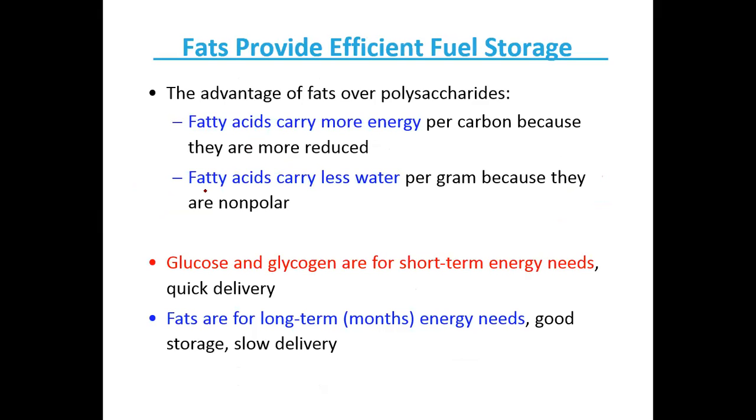Fats can provide efficient fuel storage. The advantage of the fats over the polysaccharides is that fats can carry more energy per carbon because they are more reduced compounds as compared to the carbohydrates. Fatty acids carry less water per gram because they are non-polar. For example, glucose and glycogen are for the short-term energy needs. They have the quick delivery. Fats are for long-term storage, for example for months, and their delivery is very slow.